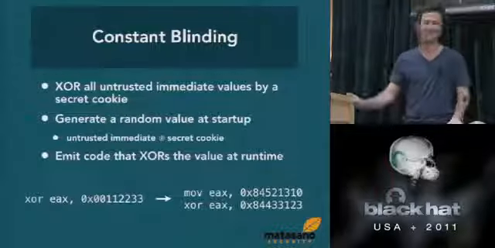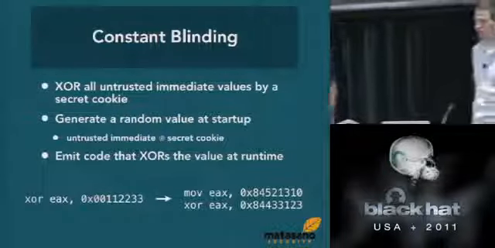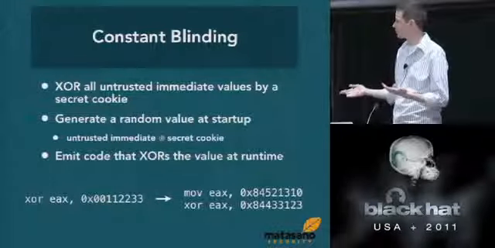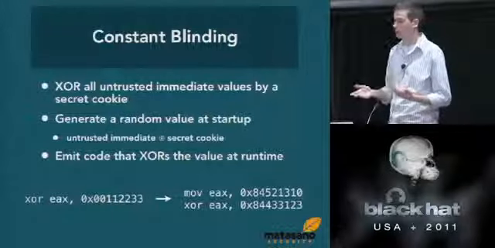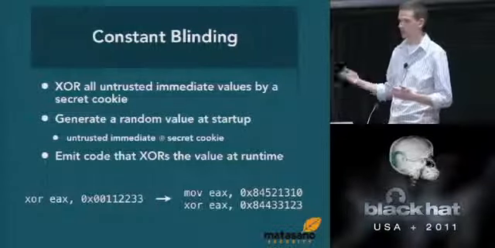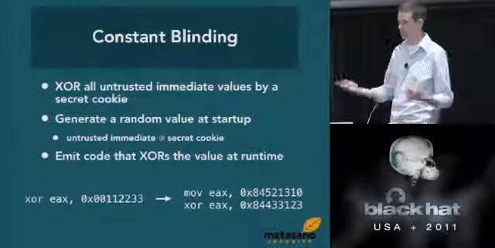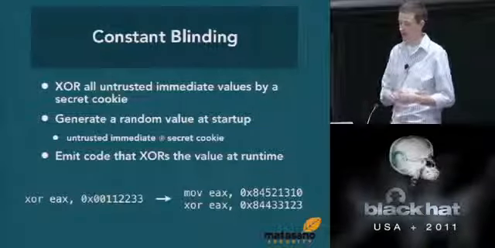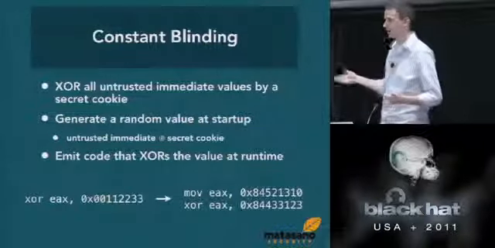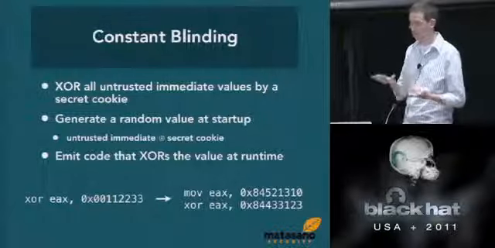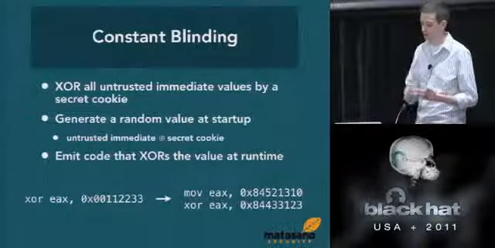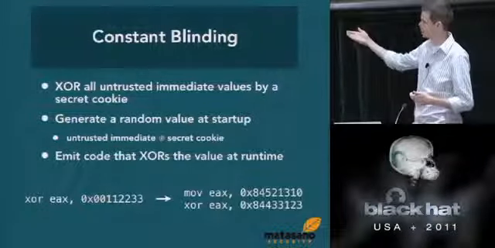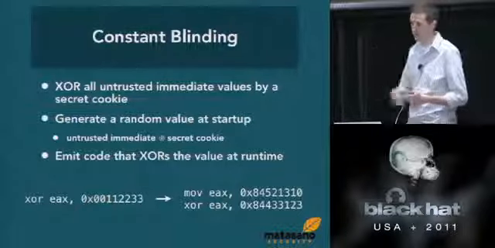Glad you asked. So constant blinding, we think, is actually the real solution to the original JIT spray attack, where at runtime you generate a random value, a random cookie. Anytime you come across an untrusted immediate or untrusted constant provided by some JavaScript or some high-level language, you XOR that value by the secret cookie you've generated. And then you emit code that un-XORs that value at runtime. It's potentially a small performance impact to the process, but there's a huge gain here because the attacker won't be able to get in that stage 1 payload anymore, because it'll be XORed by a secret value that the attacker doesn't know.